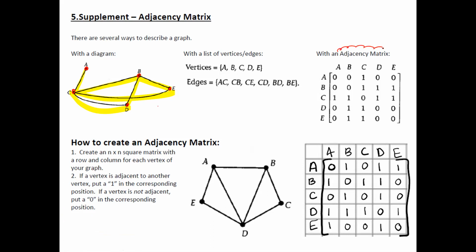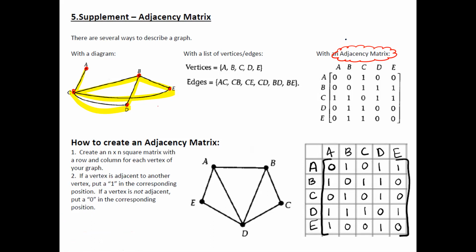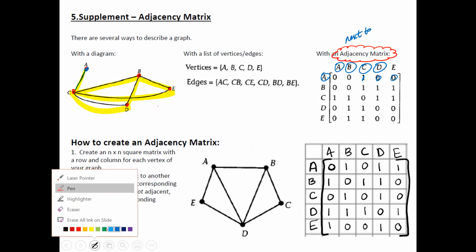Now, the new one is the adjacency matrix. How it works is that you're looking at the keyword adjacency, which means next to, and seeing the connections between each point. With A and A, there's no connection because it's the same dot, so it's a 0. From A to B, there's no connection because there's no line, so it's 0. A to C, there is one line, so it's a 1. AD, there's no connection, so it's 0. AE, it's 0.